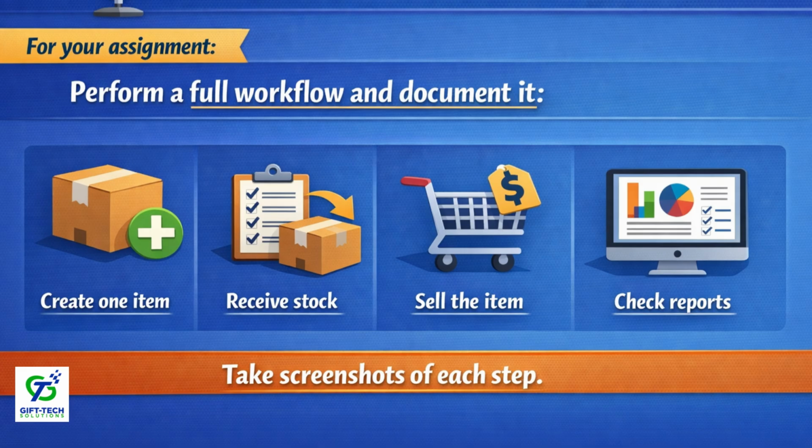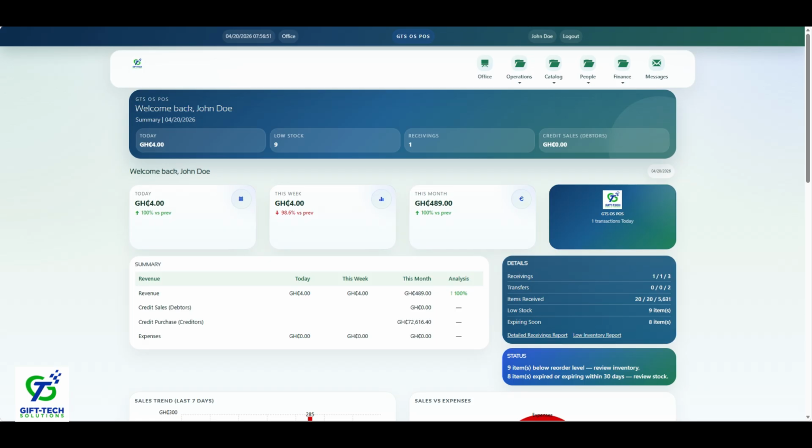Now, for your assignment, perform a full workflow and document it. First, create an item, receive stock, sell the item, and check reports. Take a screenshot of each step. Excellent work. Now you understand how the GTS OS POS system works from start to finish.